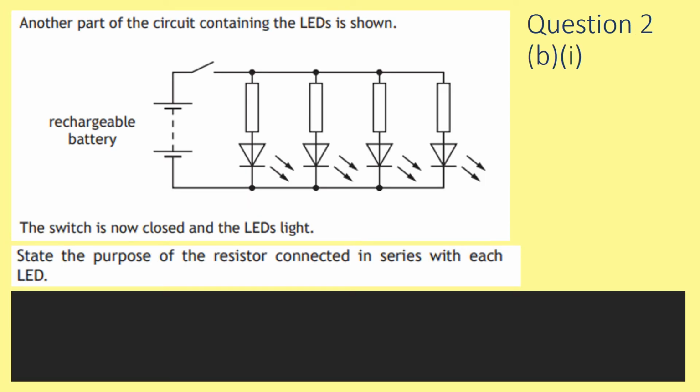Question 2b, part 1. The switch is now closed and the LEDs light. State the purpose of the resistor connected in series. Well, what does a resistor do? A resistor limits current, and that's the purpose of the resistor within the circuit. To limit current through the LED.